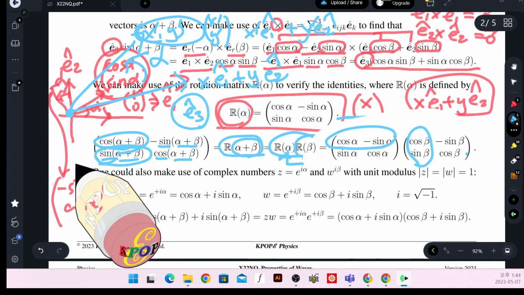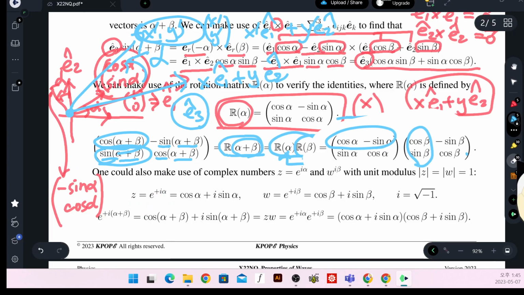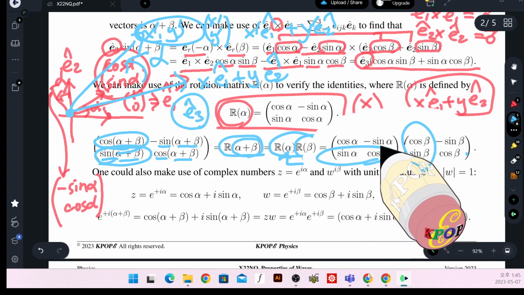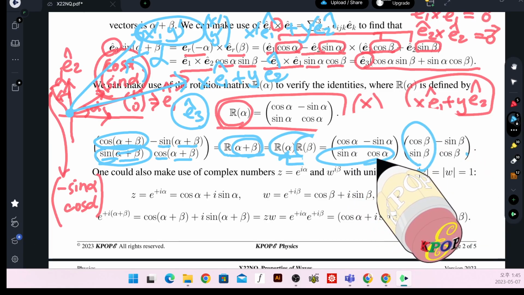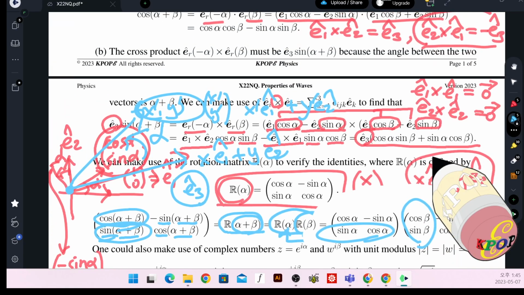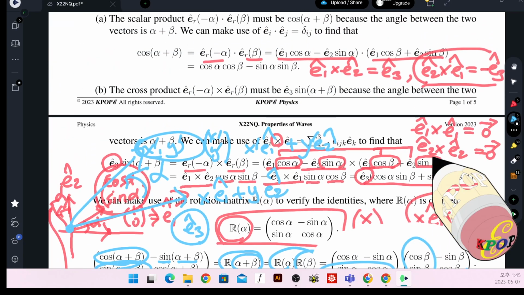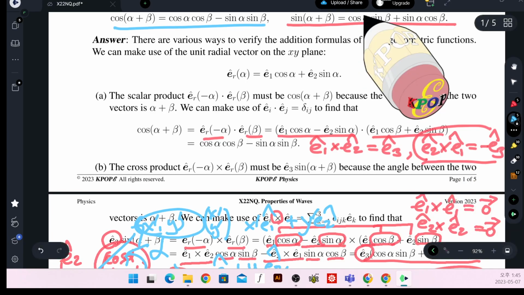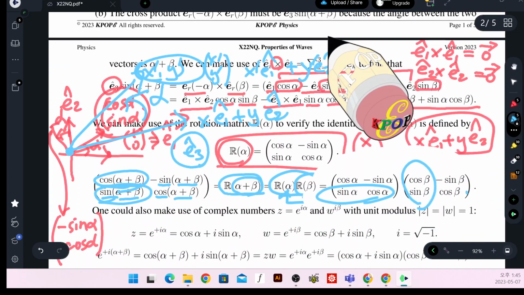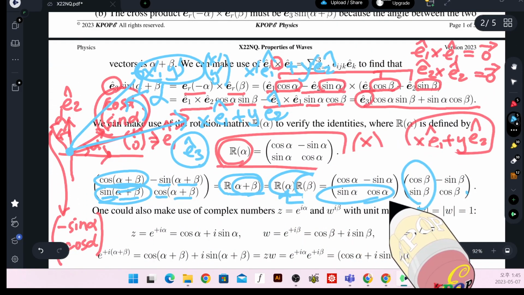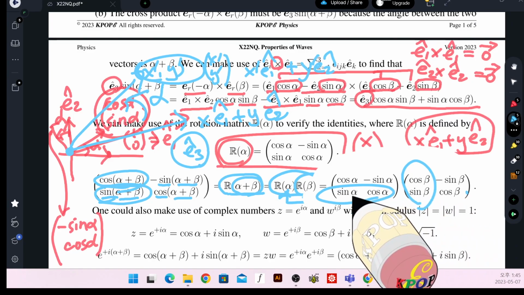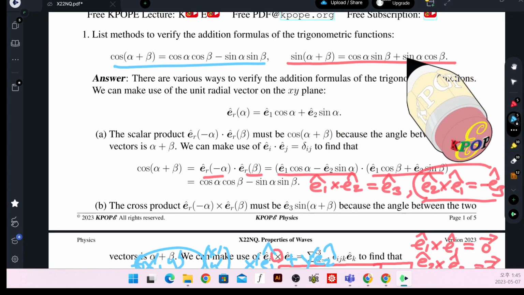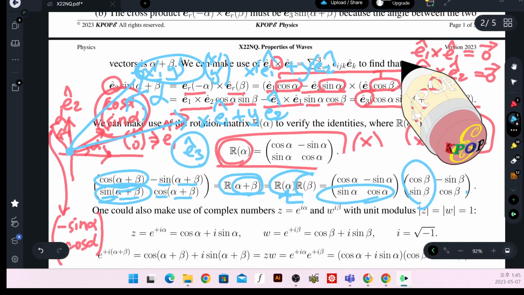And what about sine alpha plus beta? Then we multiply this one and this one: sine alpha cosine beta plus cosine alpha sine beta. Let's see. Is it this one? Cosine alpha sine beta, sine alpha cosine beta, plus. Okay, perfectly reproduced.